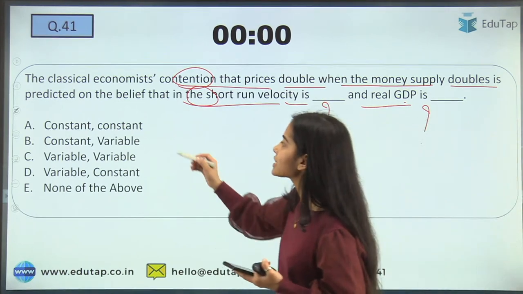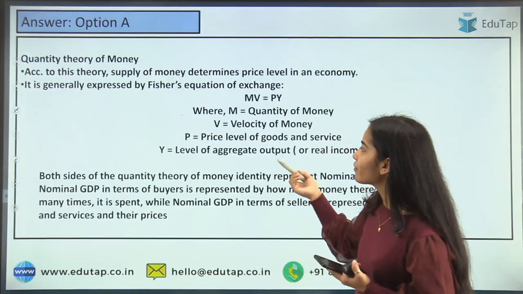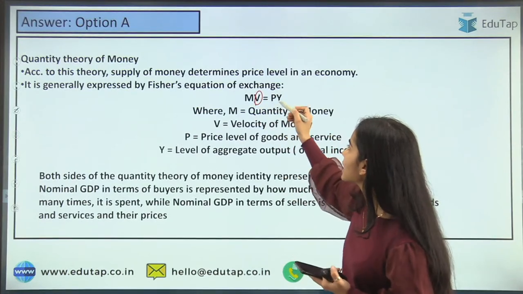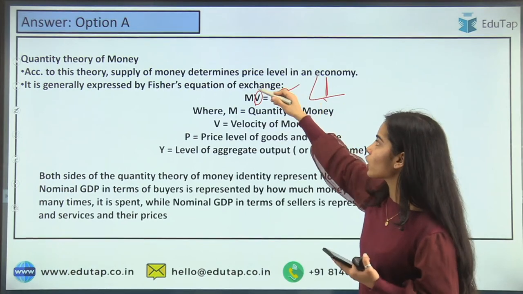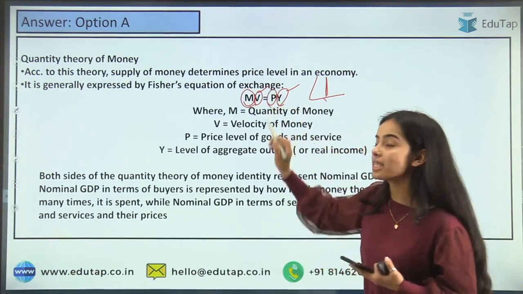Okay, I started getting the answer, and constant is the right answer, that velocity of money and the income should be constant because full employment is there. So income and velocity are constant, and money and price are related. They are directly proportional.